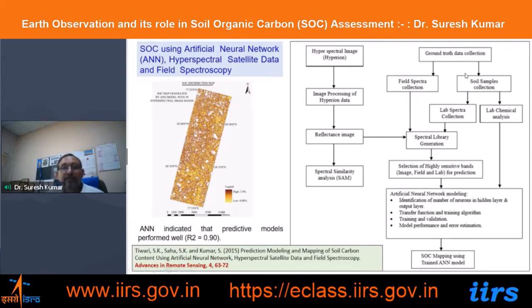What we did was take the Hyperion satellite data, do the atmospheric corrections, and generate the reflectance image. With the reflectance in various spectral bands, we tested which spectral bands are sensitive to organic carbon, and the sensitive spectral bands were identified. These sensitive spectral bands were used in mapping organic carbon using artificial neural network, and we got very high correlation coefficients. For details, you can read this research paper published by our department.